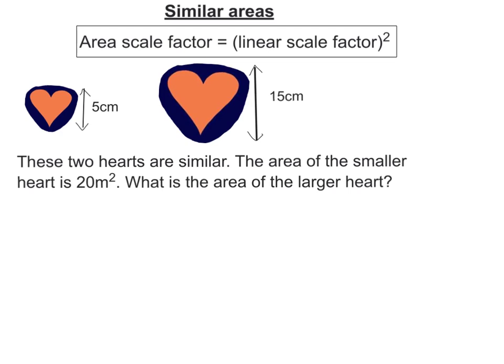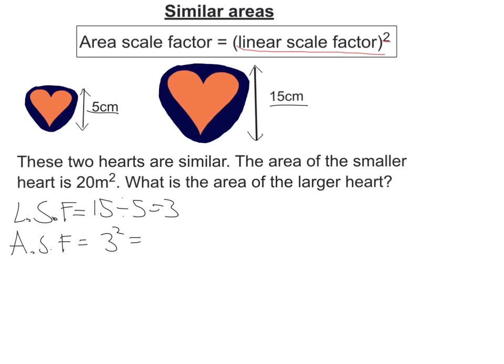Once we've found the linear scale factor, to find the area one, we square the linear scale factor. So here I'm going to work out my linear scale factor, LSF. That's big divided by small, so that's 15 divided by 5, which is 3. To find my area scale factor, I then take that 3 and square it, so my area scale factor is 9.